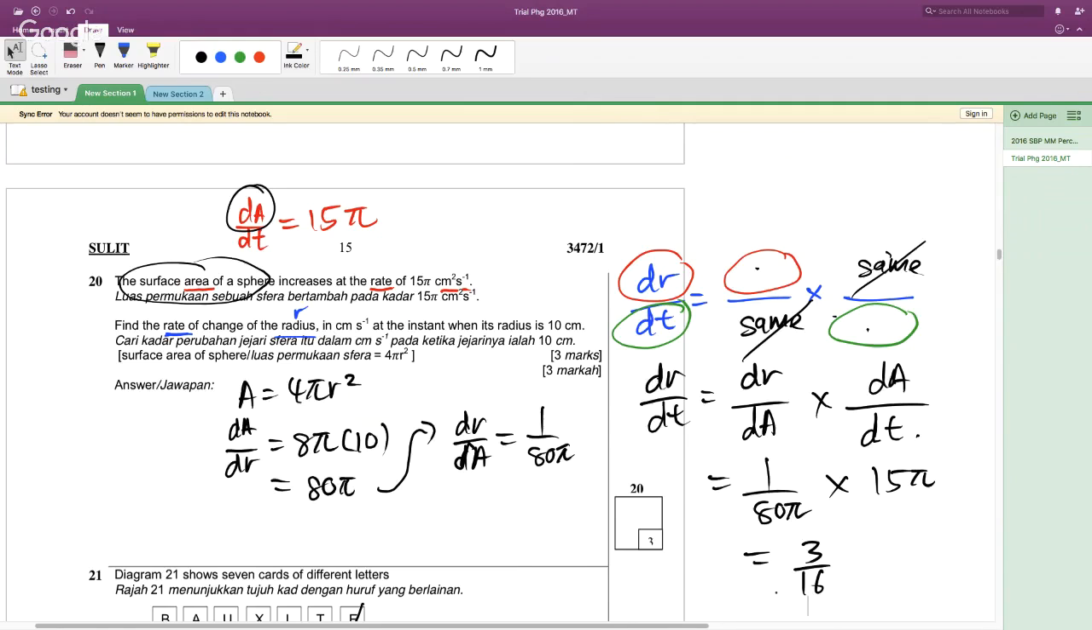If you want me to write the unit, I know radius is a length, in cm, and the bottom is over time, so I write per second. This is how I solve this kind of question. I hope my explanation can make you understand this part. If you want to fully understand this part, please do a lot of practice.